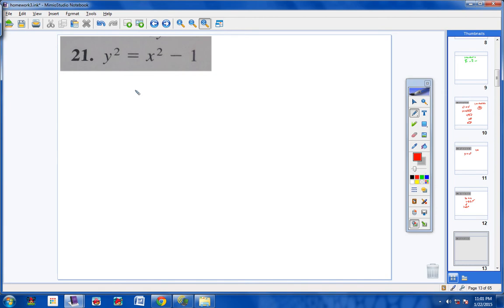21. Okay, get y by itself. Take the square root of both sides. Obviously, the answer is no. This is not a function. Students, please listen to me. It only has to fail one time to not be a function. One time, okay?